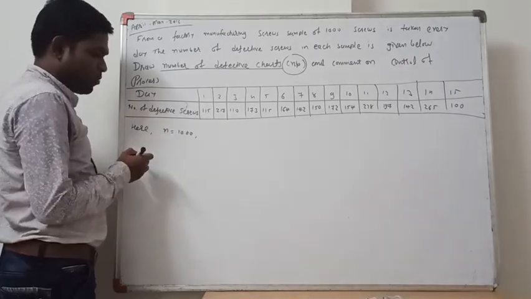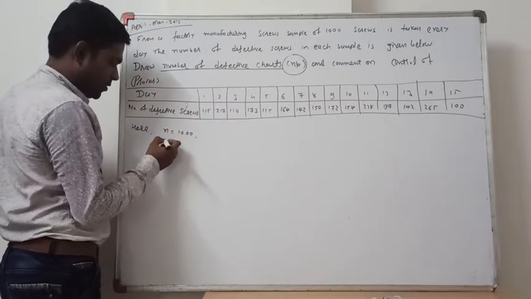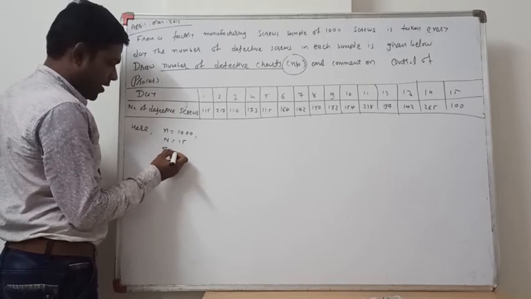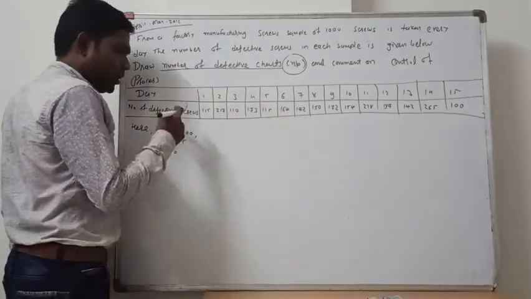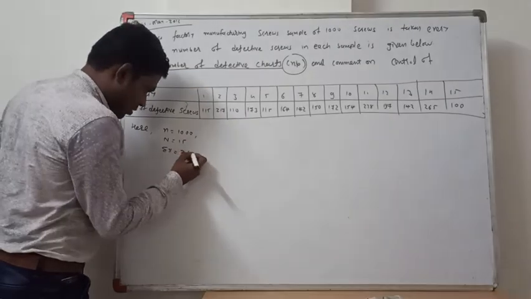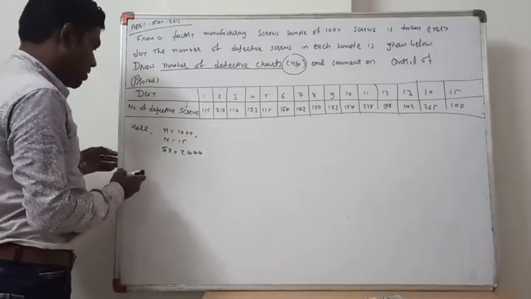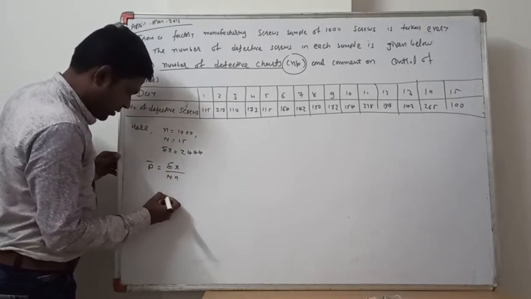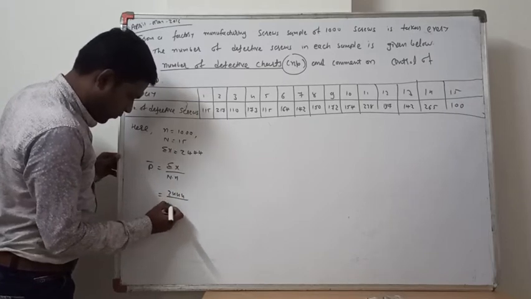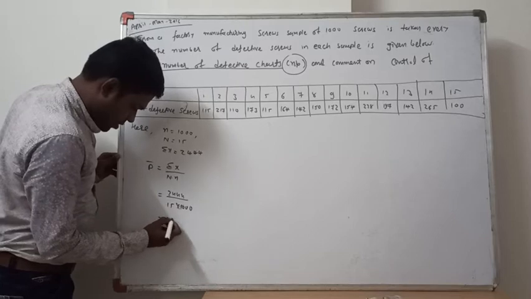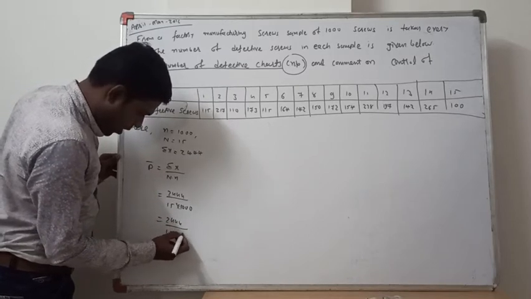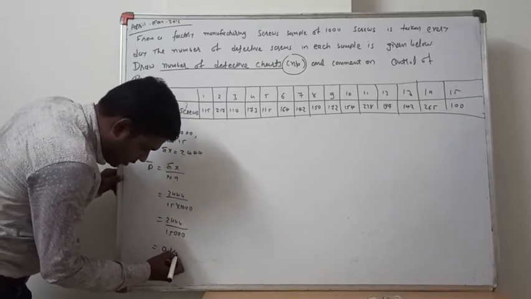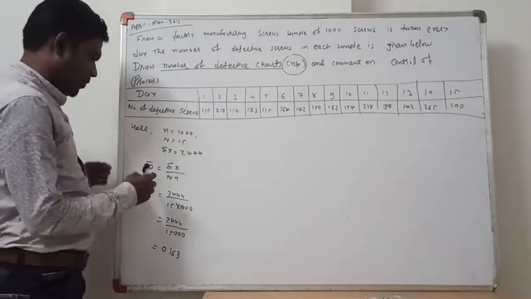Right? Over here small n is 1000 and capital N is 15. Also over here we have to find sigma x, the sum of these defectives. The total is 2444. So now first we have to find P bar, that is sigma x upon n into N: 2444 upon 15 into 1000, that is 2444 divided by 15,000. Then the answer is 0.163. So this is our answer for P bar.